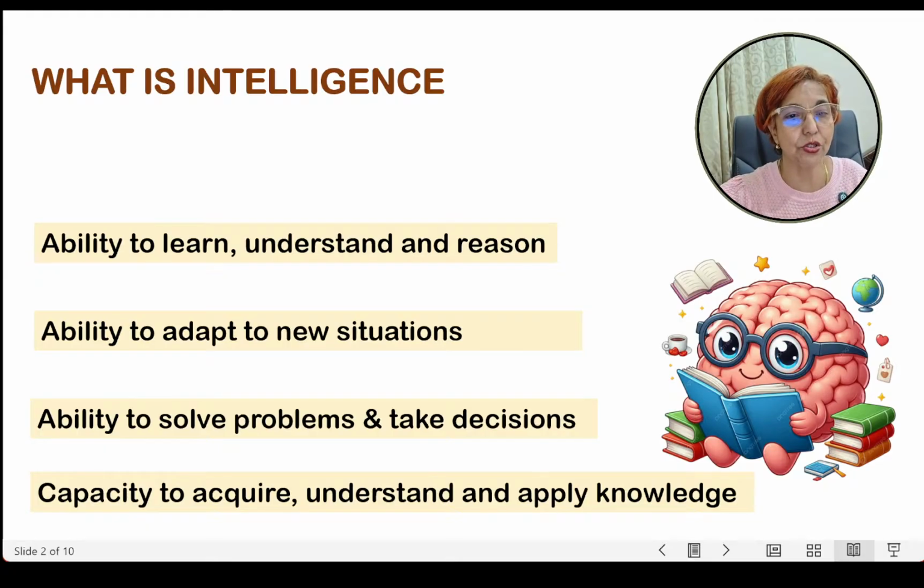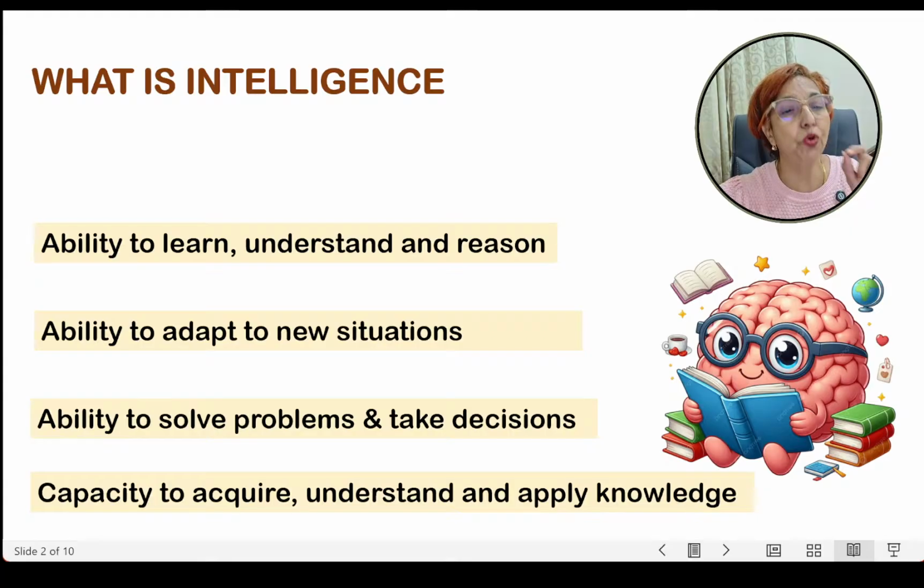Intelligence is also the ability to take decisions, solve problems, and plan, planning for tomorrow, planning for after one year, and so on and so forth. It is the capacity to acquire knowledge, understand knowledge, and make use of that knowledge. Two very important things over here. One, everybody has intelligence. Every single person has intelligence, more or less. Everybody has some capacity to understand, to learn, and to make use of that knowledge. So please remember, intelligence is universal.